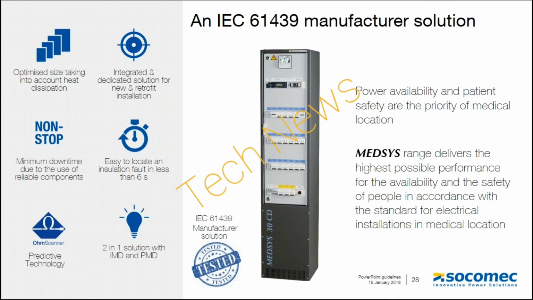Downtime can be kept to a minimum due to the use of reliable components like ATS, STS, and UPS, along with their bypass functions, all designed and produced by socomec. So thanks to the iZone DigiWare technology, an earth fault can be detected in less than 6 seconds, which is the fastest in the market today. With Ohm scanner technology, we are able to predict any deviation on the electrical network and perform the necessary predictive maintenance. And finally, the possibility to add measurements very intuitively contributes to the main goals of safety and power availability.